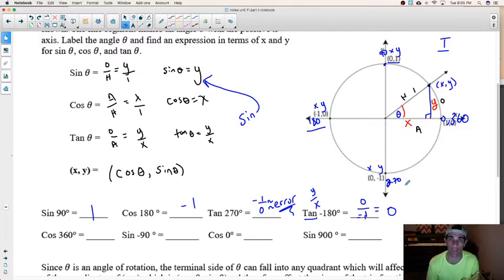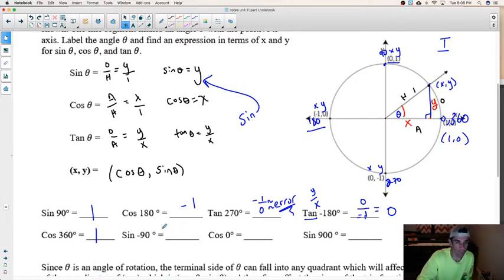All right, so if you want to pause, try the four on the bottom. Go for it, okay? Here we go. Cosine 360, going all the way around one time. Cosine is x, so the x value, I'm covering it, is 1, right?